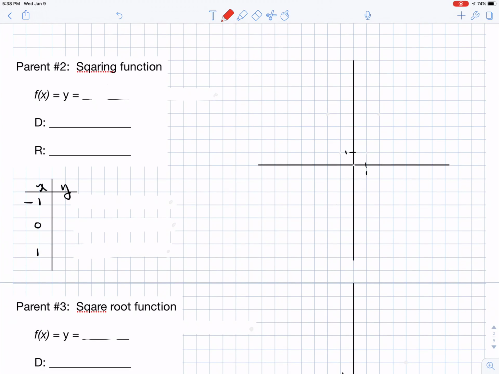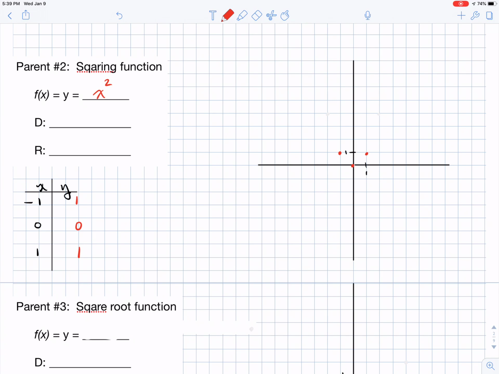Let's go to parent number 2, the squaring function. The squaring function is going to be x squared. Think about the three x's that we've already mentioned here, the -1, 0, and 1. If you square -1, you're going to get a +1. If you square 0, you'll get 0, and if you square 1, you'll get 1. So my three values look a lot like this.